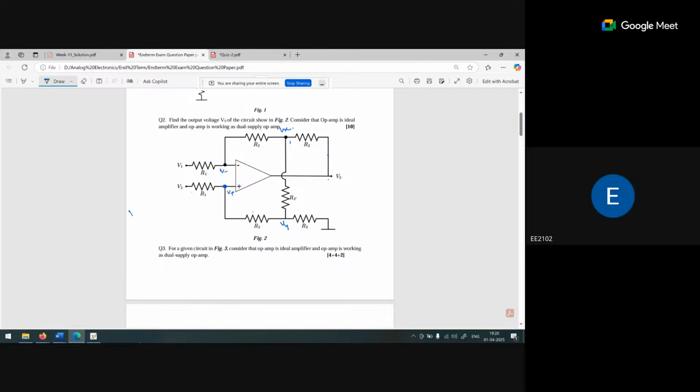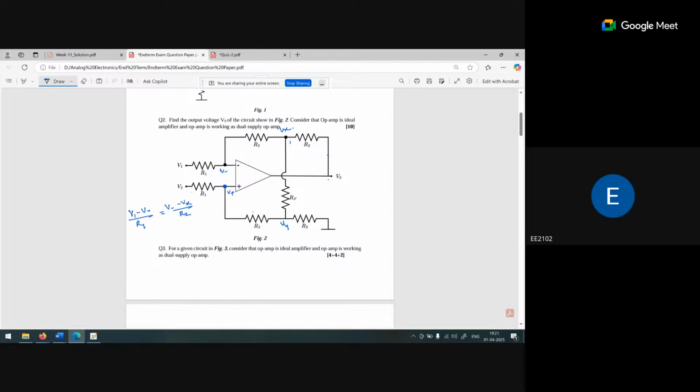Okay, so V1 minus V minus upon R1 is equal to V minus minus Vx upon R2 plus Vx. Sorry, only this is the equation part. Okay, only this is the equation part.